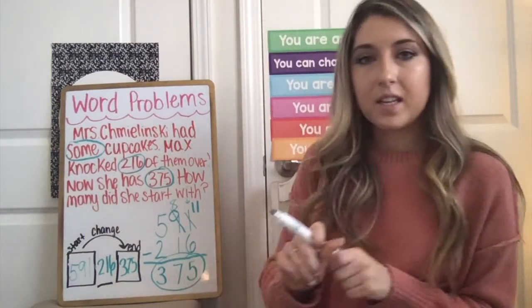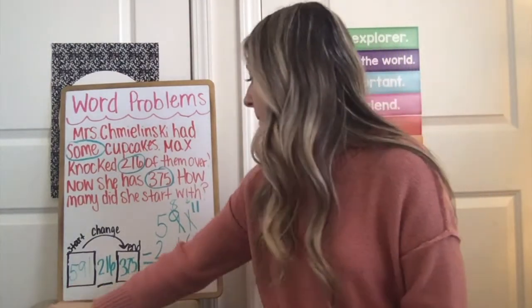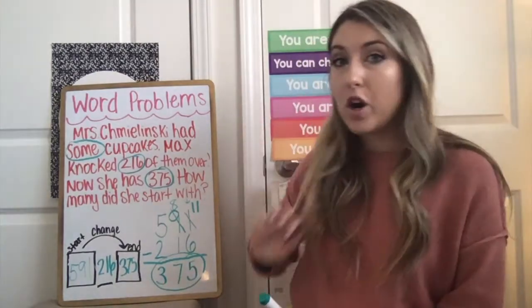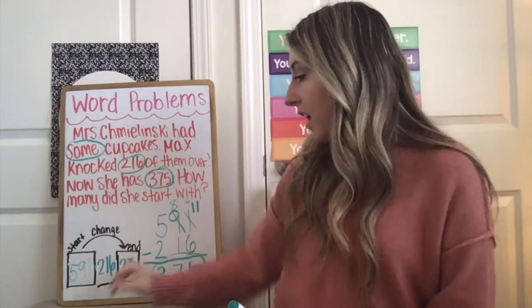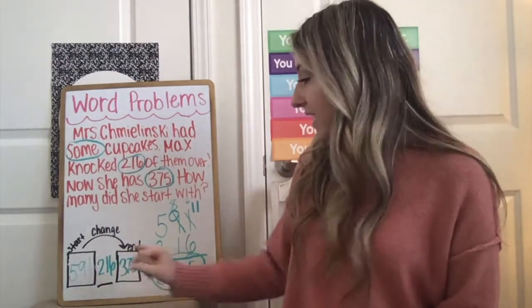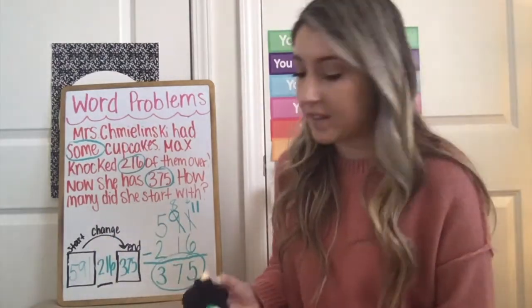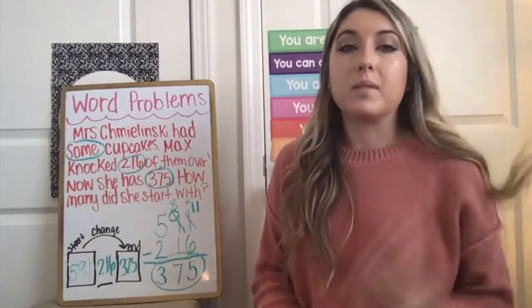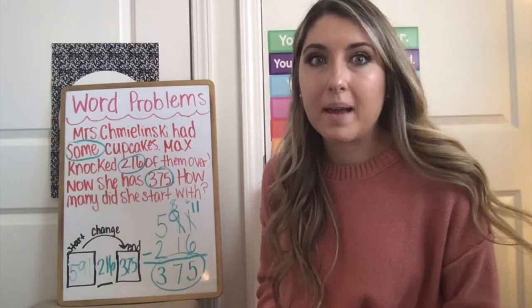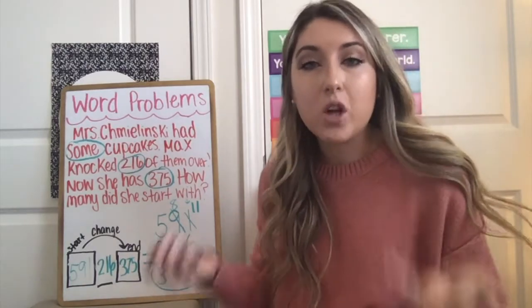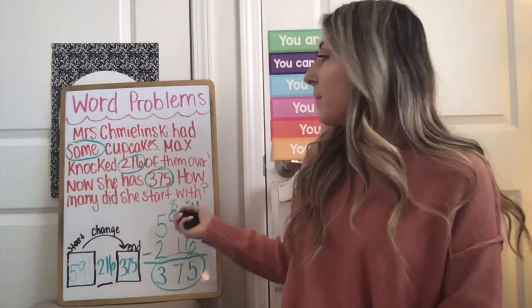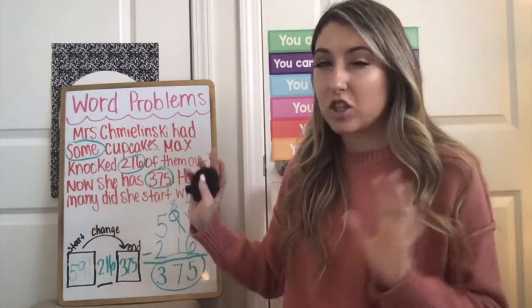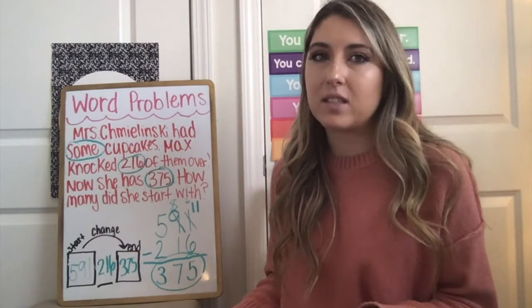375. So she started with this many cupcakes, 591. She lost 216 and she ended with 375. So when I am solving a subtraction word problem where my beginning, my start, is unknown, I have to add what I ended with plus my change, right? What actually happened, to find out how many I started with.